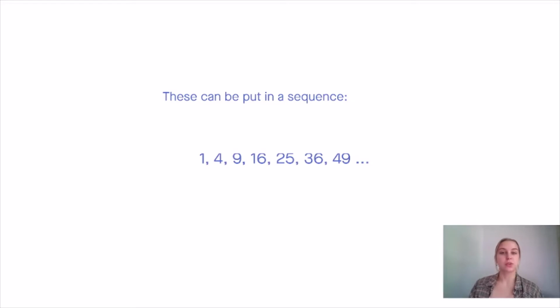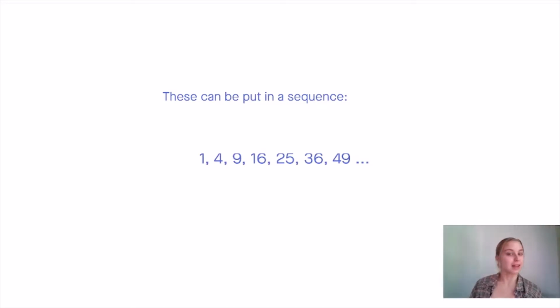Square numbers can also be put into a sequence. Basically, any number can be squared just by multiplying it by itself. So the sequence of square numbers goes by starting from 1 and squaring each number as you go up, and the numbers that you get as the answers are the sequence.